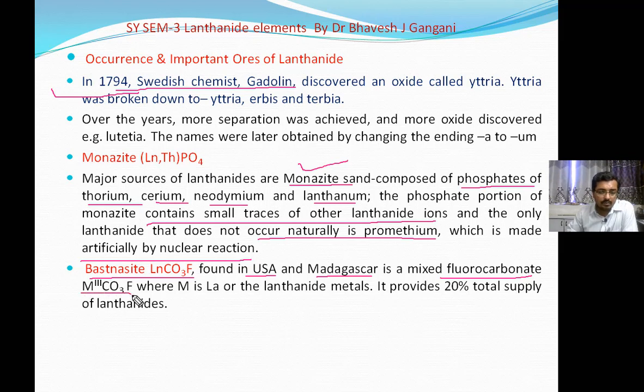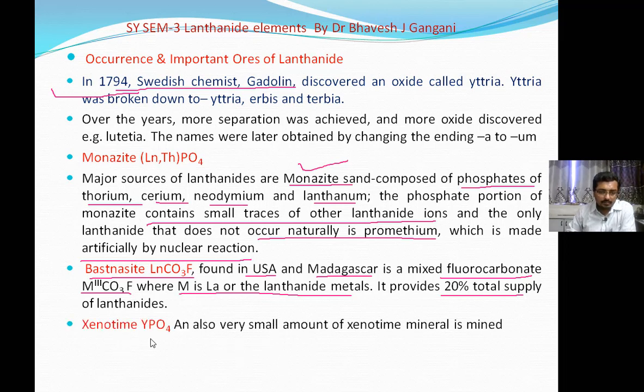Bastnasite और उसका formula क्या है? M 3+ with this carbonate CO3 2- and fluoride F-. And what is M? M is any element of the lanthanides. So 20% of lanthanide elements obtained from nature are in the form of bastnasite. So lanthanide elements are available in the form of phosphate minerals, or in carbonate as well as fluoride also. Now, third most important, xenotime.